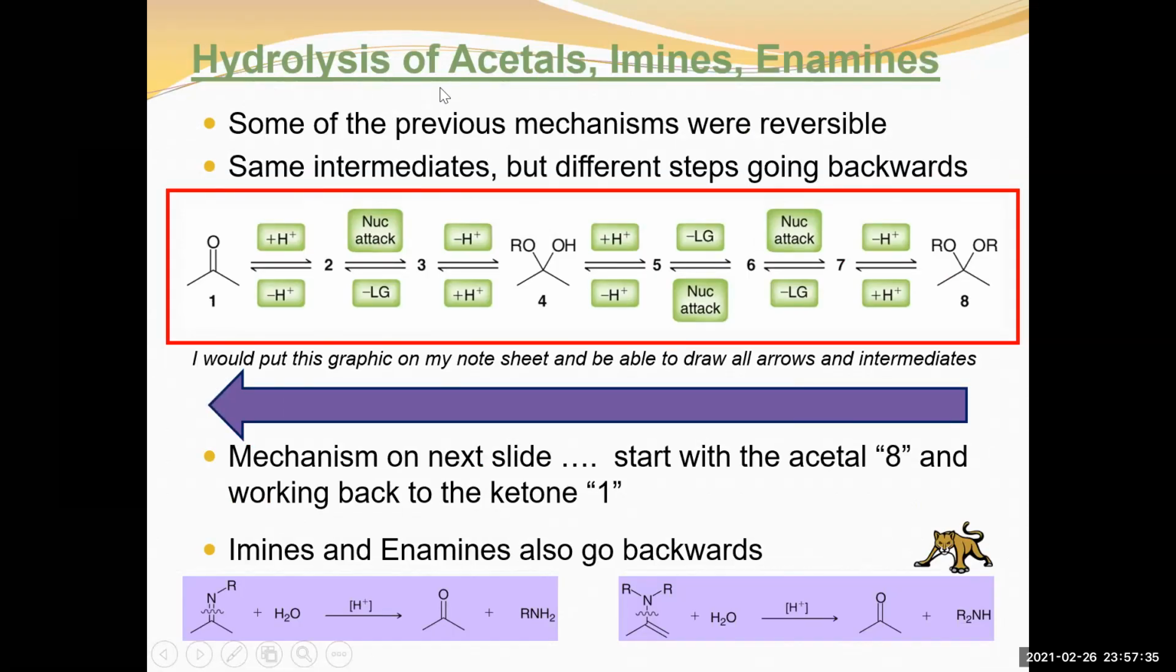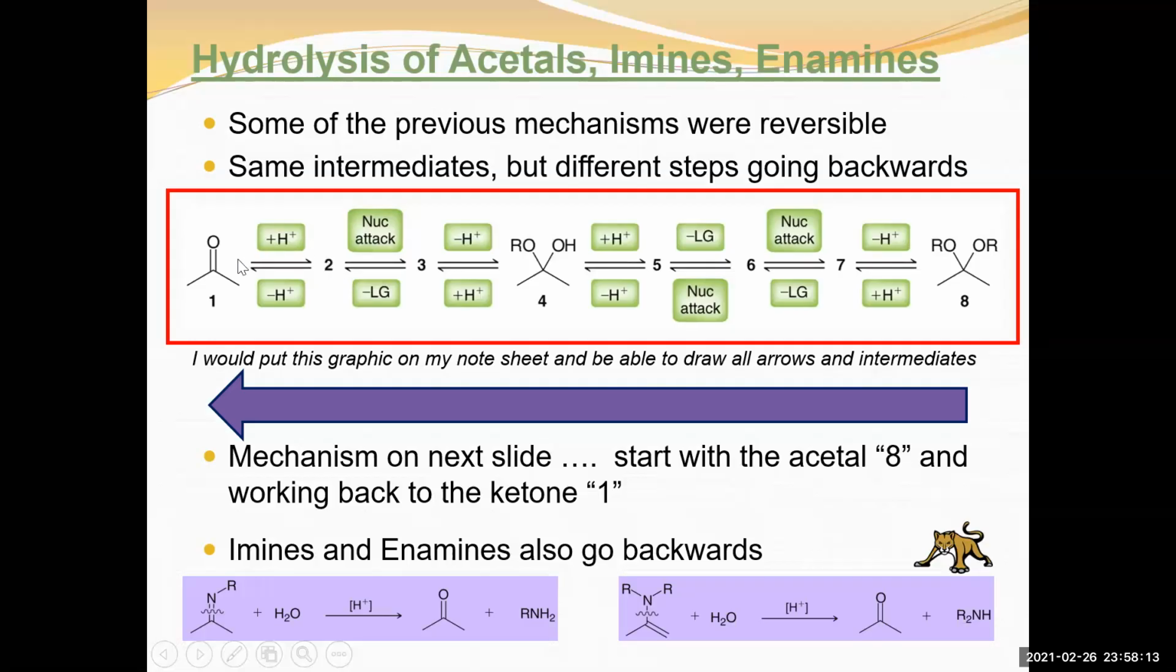Hydrolysis of acetals, imines, and enamines. Some of the previous mechanisms were reversible. The intermediates are the same, but you have different steps going backwards. So the intermediates in each case, molecule 2 looks like molecule 2, whether you're going to the left or coming back to the right. Whether this reaction is going or coming, molecule 2 looks like molecule 2.